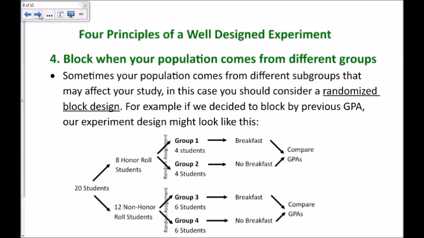Okay, a similar thing could have been done with gender. If you think that gender would affect this study, then you could block by gender, having, maybe, 10 male students and 10 female students. And then you randomly assign 5 males into the breakfast group and 5 females into the breakfast group, and the other 5 males and 5 females could go into the no breakfast group. So you could block based on gender or any other variable that you think would affect your study.